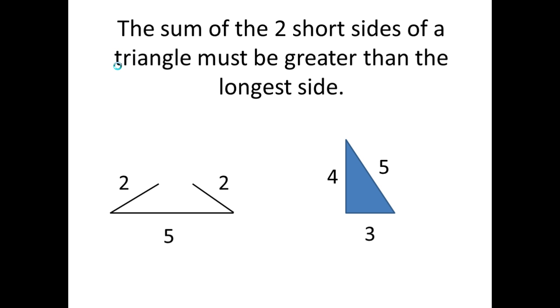Another cool fact about them, if I take the two short sides of the triangle and add them together, it always has to be longer than the longest side. So in this example on the left, 2 plus 2 is 4, which is not longer than 5, so it does not make a complete triangle.